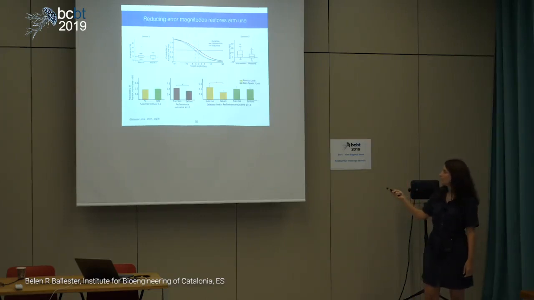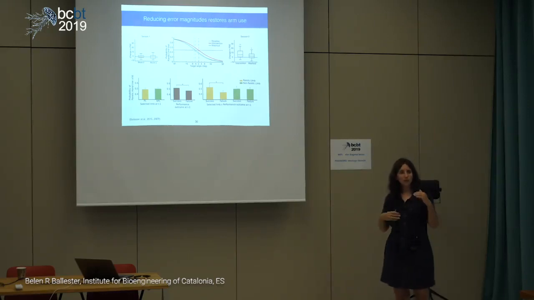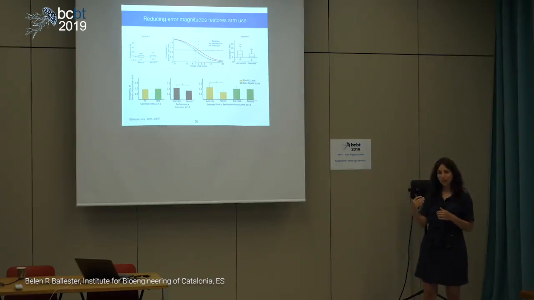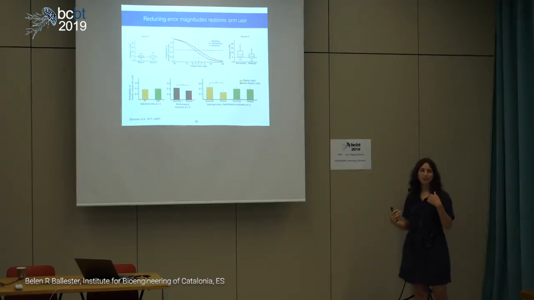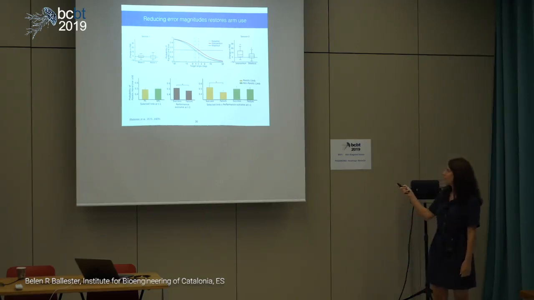But more interestingly, what we see is that the patterns of hand selection during the intervention are restored to normal. So they tend to increase the use of the affected arm spontaneously, only because we are tricking them visually, showing them that they are not dysfunctional anymore. And these changes are retained.